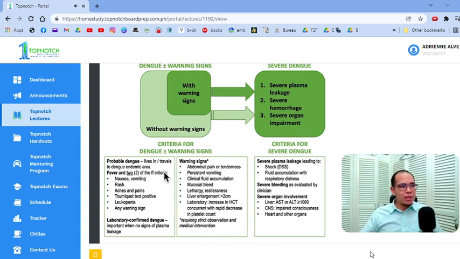Okay, so this is dengue, so it's either without warning signs, with warning signs, or severe dengue if it falls into any of this criteria. So severe plasma leakage, hemorrhage, organ impairment. Okay, so this is the criteria for the warning signs and for dengue. So it's probable dengue if it lives in an area endemic of dengue, and fever with 2 or more of the following: nausea, vomiting, rashes, aches and pain.